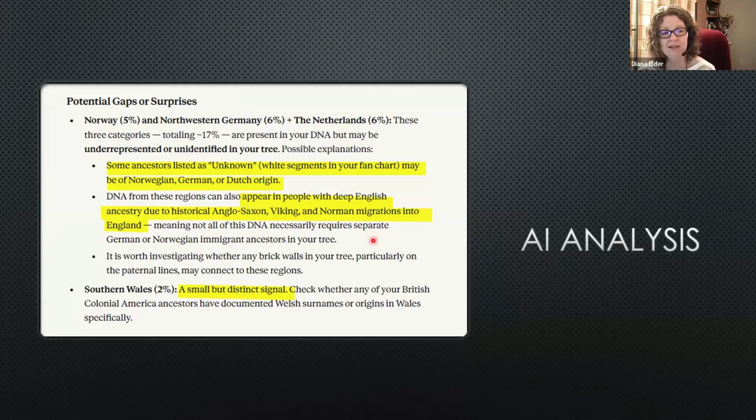So that is an interesting idea too, that this could just be deep DNA that I would never be able to track to a specific ancestor. It's just there in the DNA. But it is worth investigating whether any brick walls may connect to these regions. Well, I already know pretty much that the Norway goes with the Danish and is probably part of that. Then it does talk again about the Southern Wales, the little 2%, see if there's any documented Welsh surnames or origins.